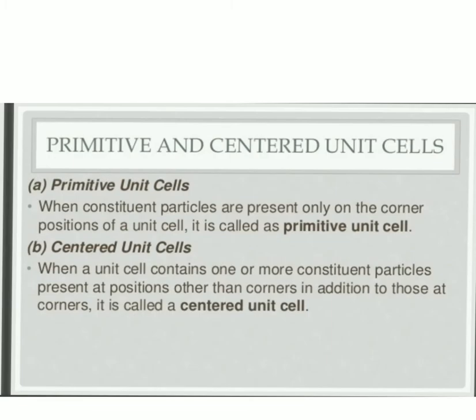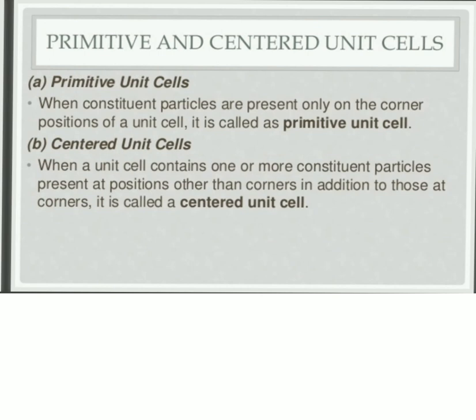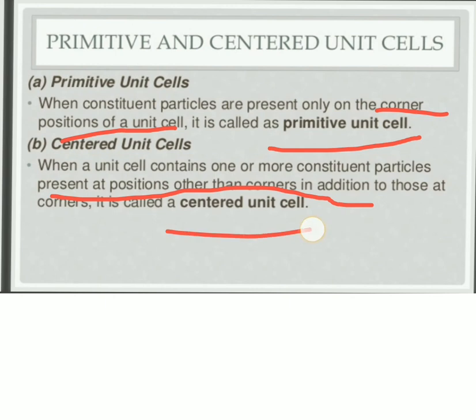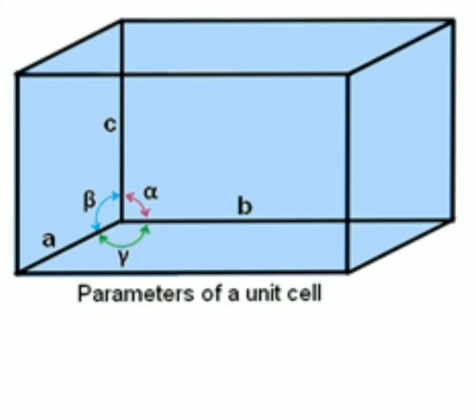The next topic is the two types of unit cells. One is primitive unit cell and second is centered unit cell. Primitive unit cell means when constituent particles are present only at the corner positions of a unit cell. And in a centered unit cell, a constituent particle is present at a position other than the corner in addition, and it is known as a centered unit cell.